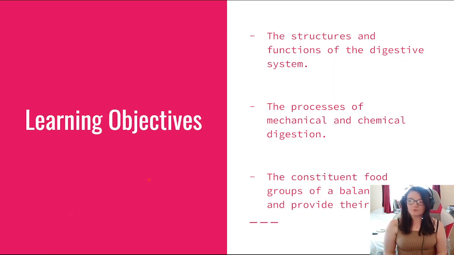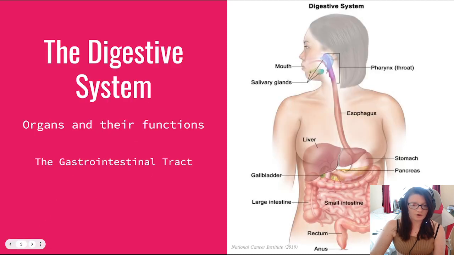In this PowerPoint we'll be focusing on the structure and functions of the digestive system, the processes of mechanical and chemical digestion and what that means, the optimal conditions for enzymes as well, and the constituent food groups of a balanced diet and provide their sources, so where you get them from.